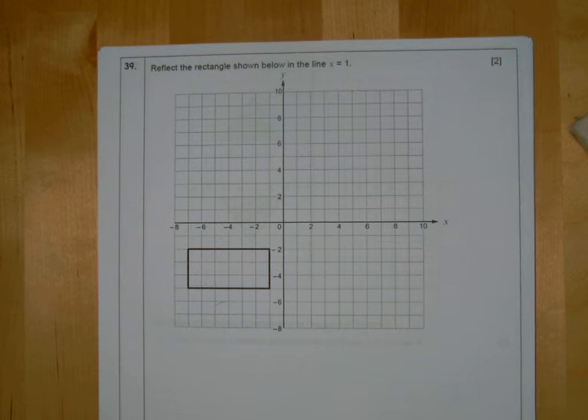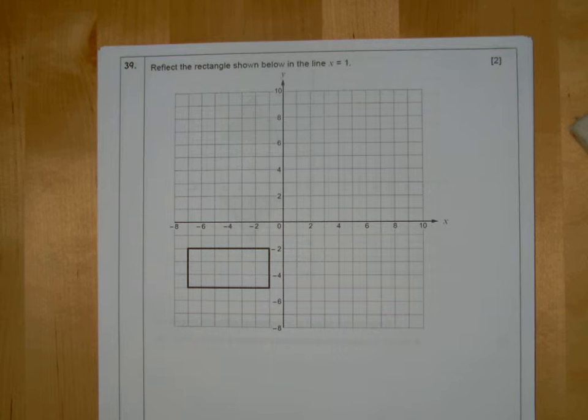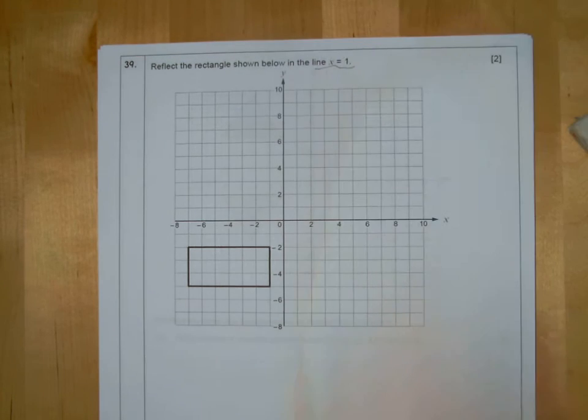Reflect the triangle shown below in the line x equals 1. Now before you reflect, you've got to draw in this line x equals 1. And that will get you a mark, just for drawing that line in. But please draw it first.